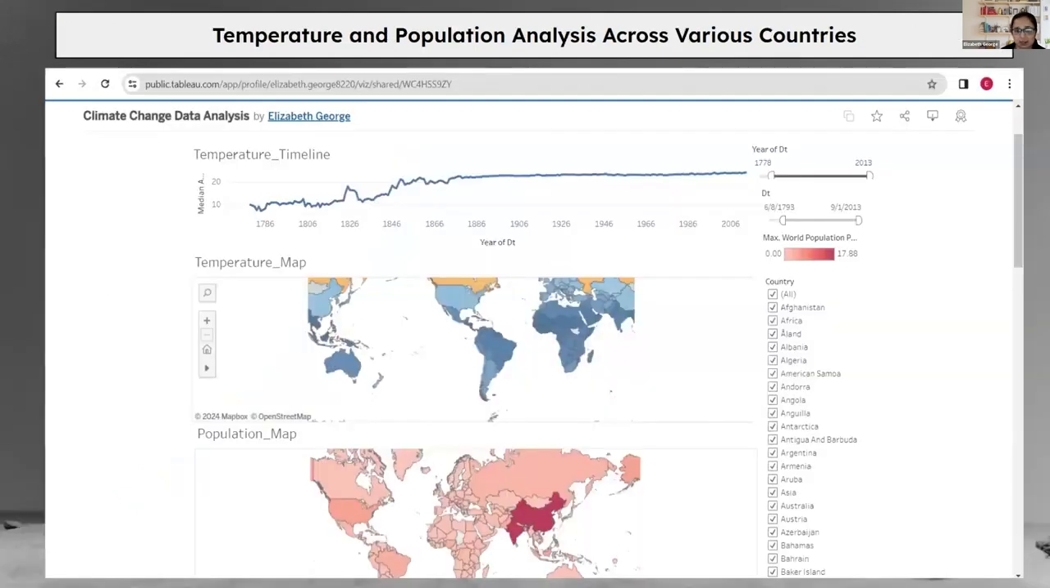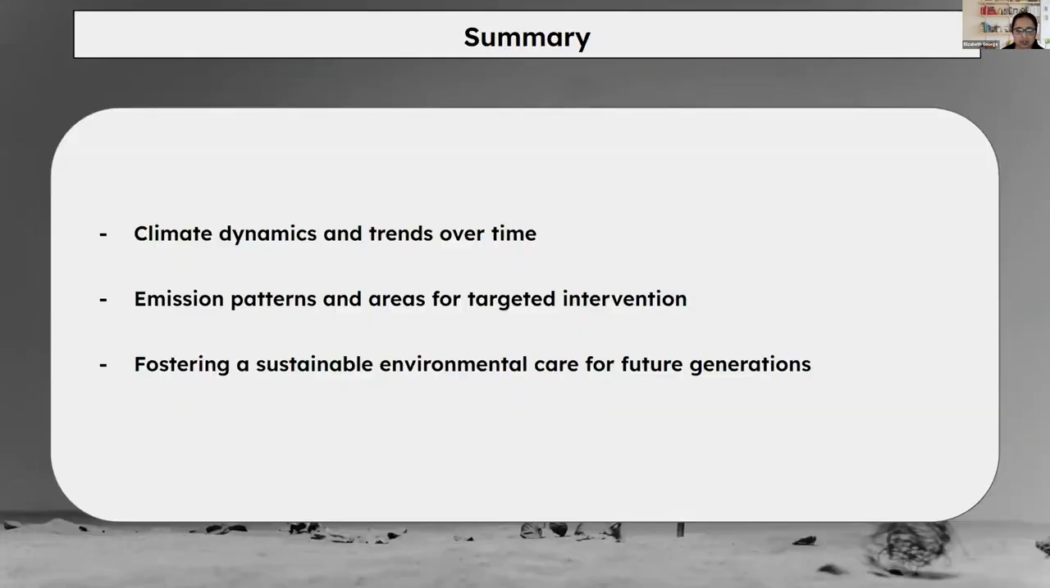Let's shift to a Tableau visualization of temperature and population analysis across countries. And these results indicate that as the population increases, so does the temperature.